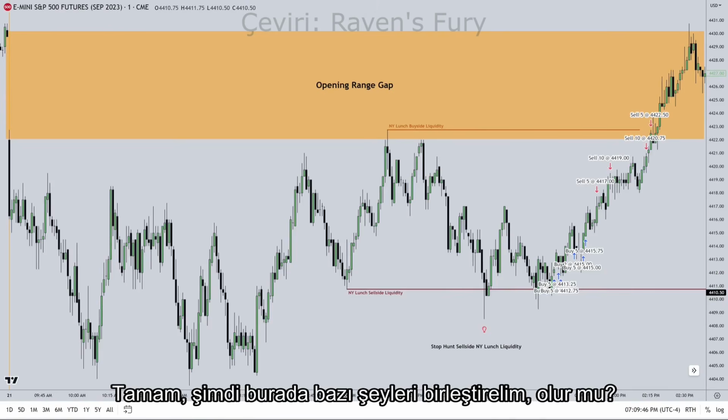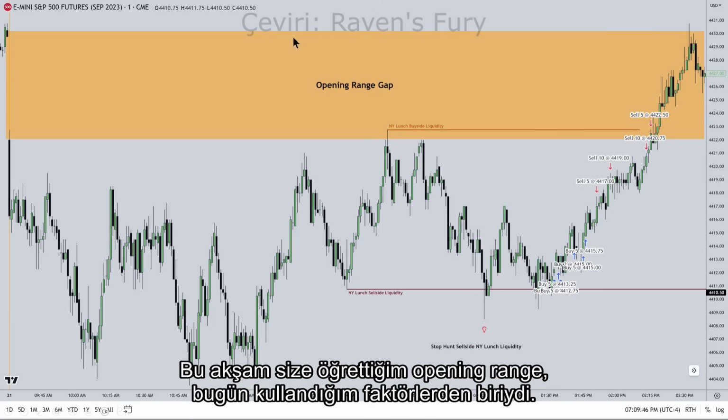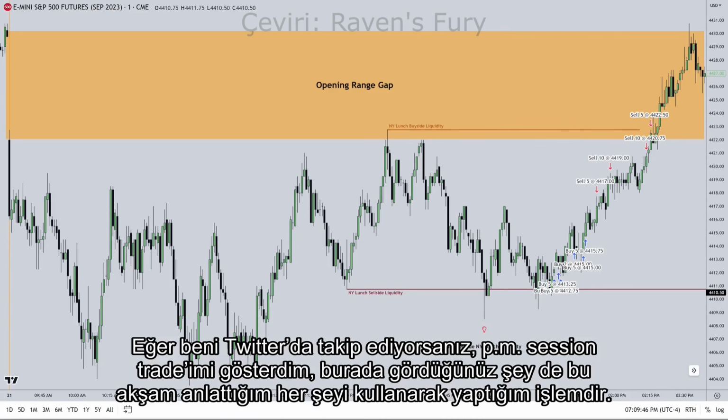All right, so let's blend some things here, okay? As you can see, we have several things here in this chart, and this is today's trading, the 21st of June, 2023, and it's the E-mini S&P. The opening range, as I taught you here tonight, that was one of the factors I utilized today if you were following me on Twitter. I showed my PM session trade, which is what you're seeing here, using everything that I taught you tonight.